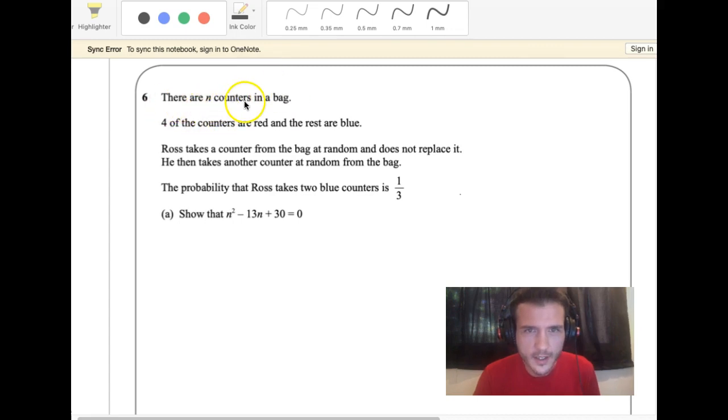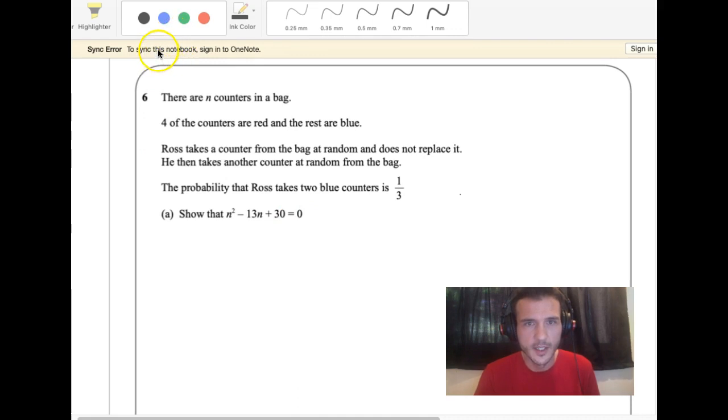Question number 6. There are n counters in a bag. 4 of the counters are red and the rest are blue. Ross takes a counter from the bag at random and does not replace it. He then takes another counter at random from the bag. The probability that Ross takes 2 blue counters is 1/3. Show that n squared minus 13n plus 30 equals 0.